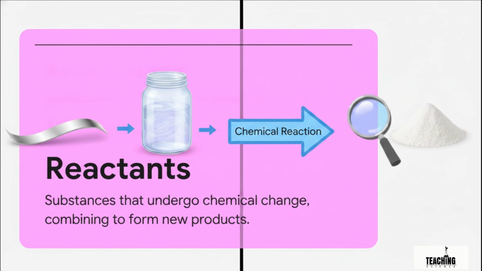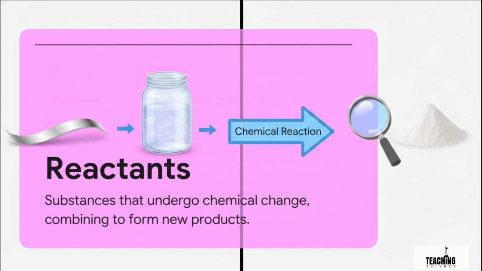Now, to really speak chemistry, we need the right vocabulary. The substances that go into a chemical change, like magnesium and oxygen here, are called your reactants. You'll always find them sitting on the left side of your equation. The completely new substance that gets formed, like this dazzling white magnesium oxide powder, is your product, which sits on the right. And that arrow in the middle just points from reactants to products, showing us exactly which way the reaction is going.